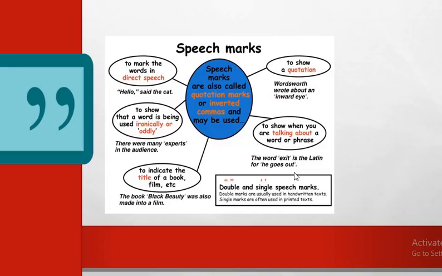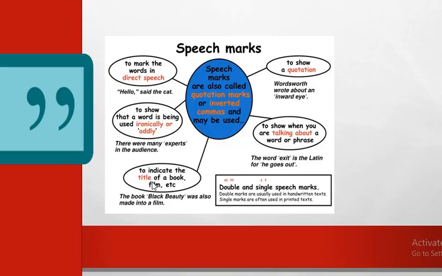Double or single speech marks or quotation marks. What is the difference between single and double inverted commas or quotation marks? If we use single quotation marks, then we should use double quotation marks for a quote within a quote. If we use double quotation marks, then we should use single quotation marks for a quotation within a quote.